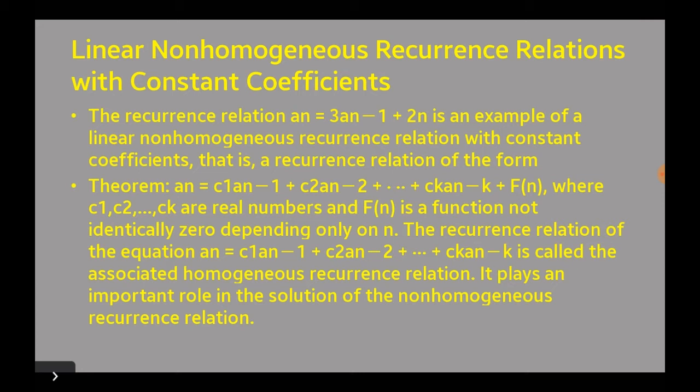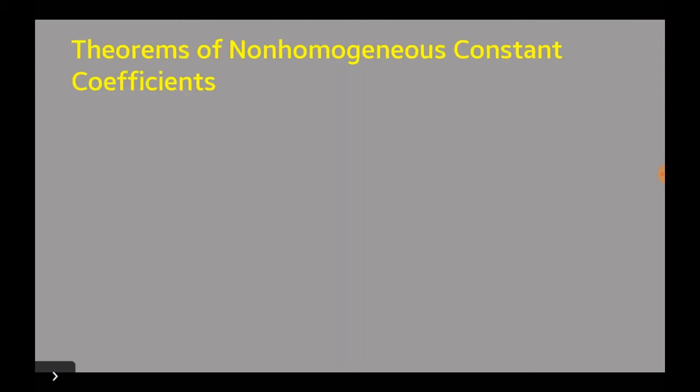with constant coefficients. That is, a recurrence relation of the form a_n = c_1 a_{n-1} + c_2 a_{n-2} + ... + c_k a_{n-k} + f(n), where c_1, c_2, ..., c_k are real numbers and f(n) is a function not identically zero depending only on n. The recurrence relation a_n = c_1 a_{n-1} + c_2 a_{n-2} + ... + c_k a_{n-k} is called the associated homogeneous recurrence relation. It plays an important role in the solution of the non-homogeneous recurrence relation.